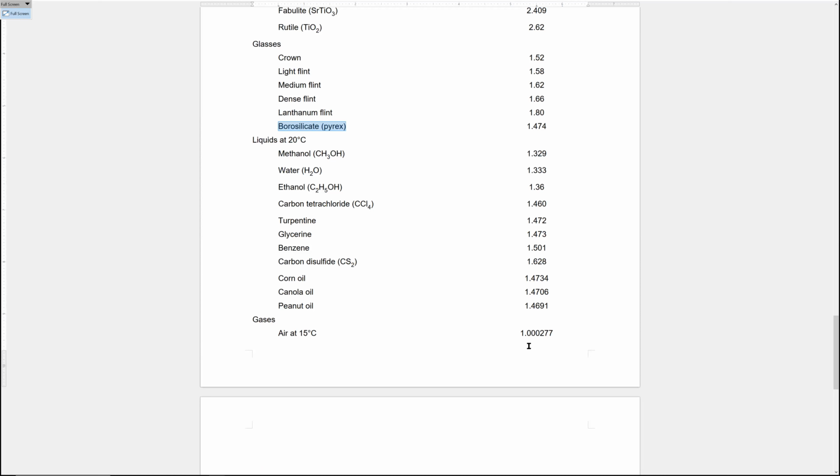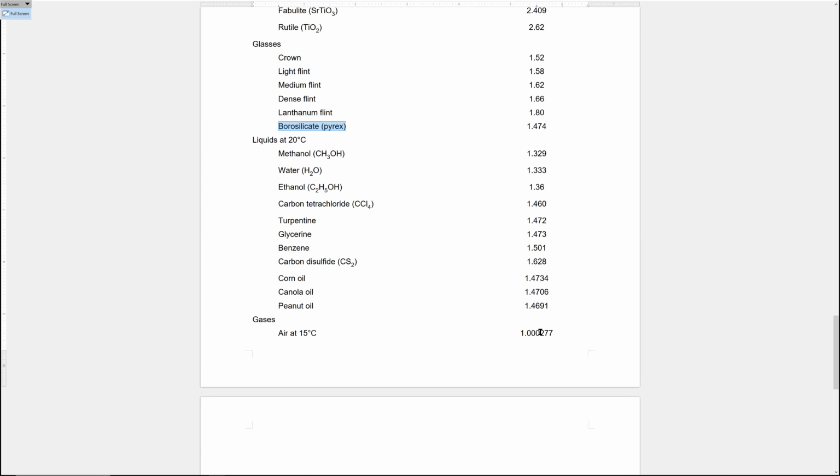And something to notice here, it's 1.000277. Okay, what that means is light doesn't go much slower in air than it does in a vacuum. And so for an awful lot of the things we do, we're just going to treat air as if it's a vacuum and just say the speed of light there, because to four significant figures, the light goes just as fast.